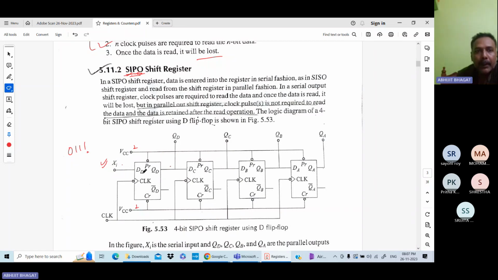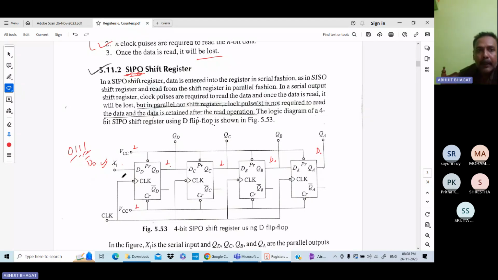And in the first clock pulse, here you are getting the 1. In the second clock pulse, the first 1, suppose D0, will come here. In the first clock pulse this 1 is at this point. In the second clock pulse your D0 is at this point. In the third clock pulse your D0 will be at this point. And in the fourth clock pulse your D0 will be at this point. And each data shifts simultaneously, one by one.